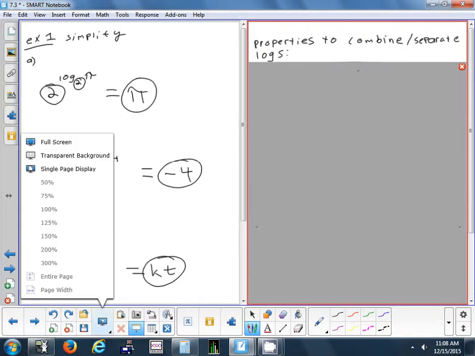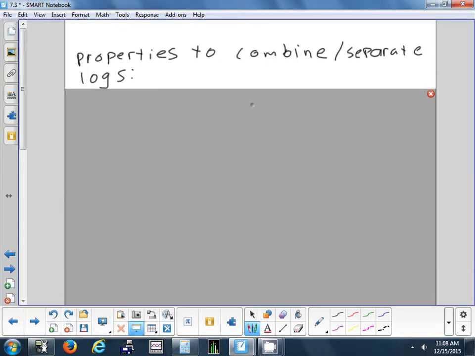Okay. All right, so let's take a look at the second part. The second thing we're going to look at is how we can combine and split logarithms. And one of the properties that we learned here is also going to help us with the very last thing we do, which is how do we type something into the calculator that's not base 10 or base e? We've got to have a way to type that in.